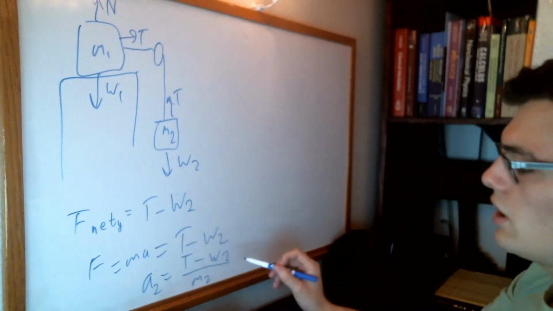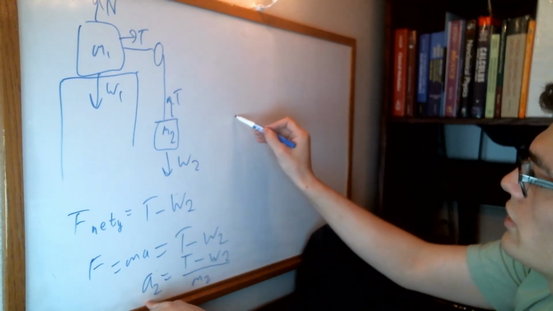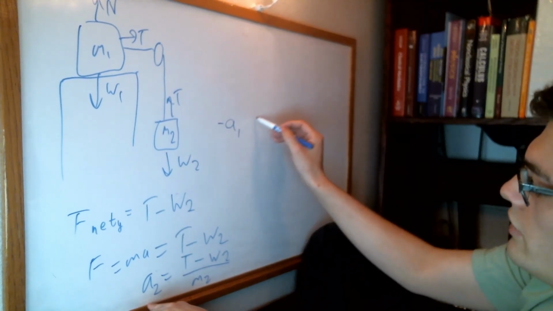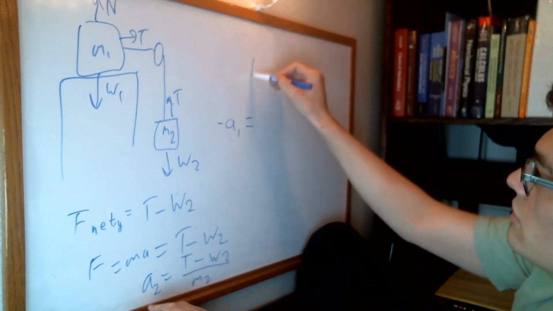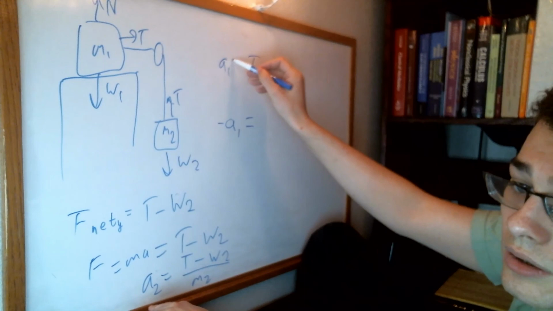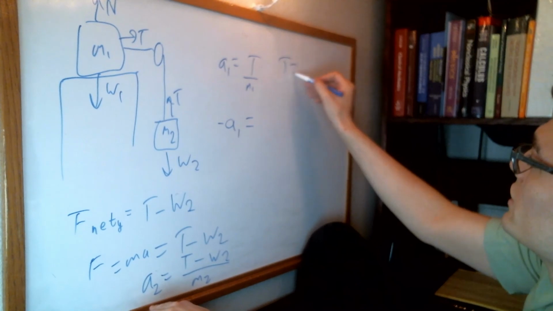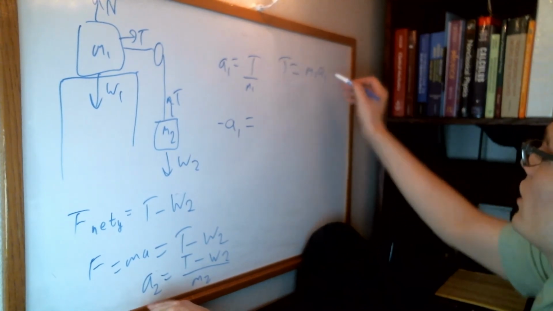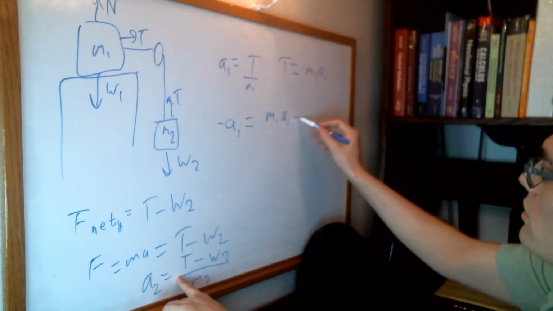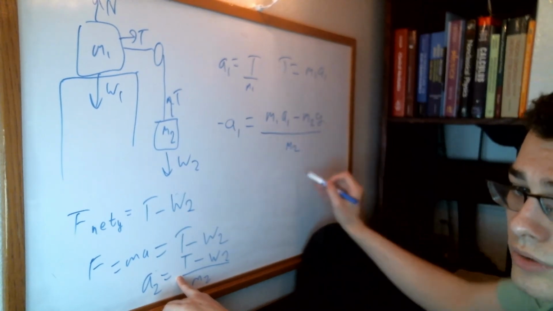Okay, so here we can say that a2 is just going to be negative of a1. So we can plug in a1 here and have that be negative. And then we have that a1 here is going to be equal to T over m1, which then we can say that T is equal to m1 a1. So we can substitute in that here. So we have m1 a1 minus m2 g all over m2.